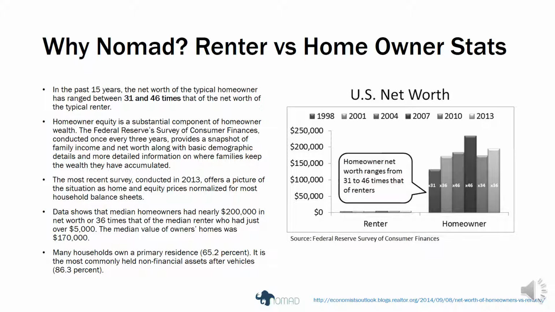Continuing on with reading here, many households own a primary residence, 65.2%. It is the most common held non-financial asset after vehicles, and 86.3% own vehicles. So I thought that was pretty interesting stats, and that's from the Economist from the Realtor.org website, and the address for that is right on there. So all that information is from them.